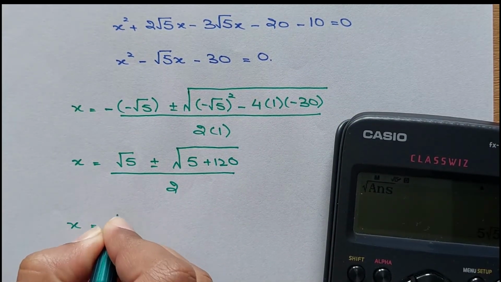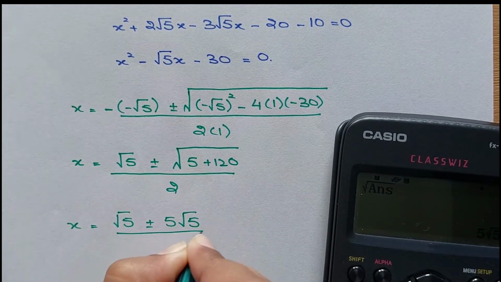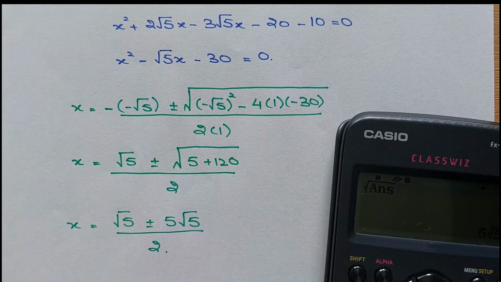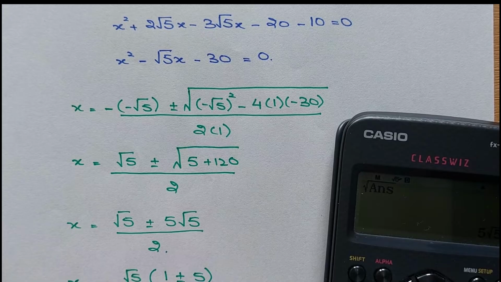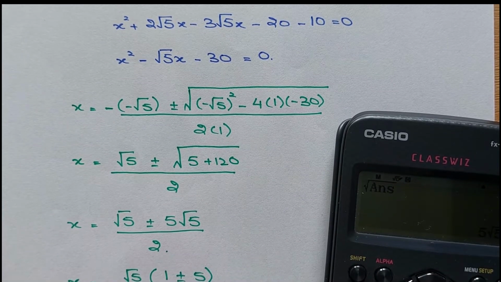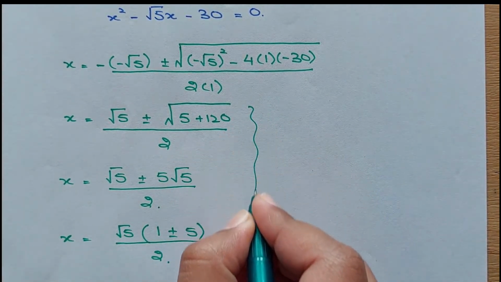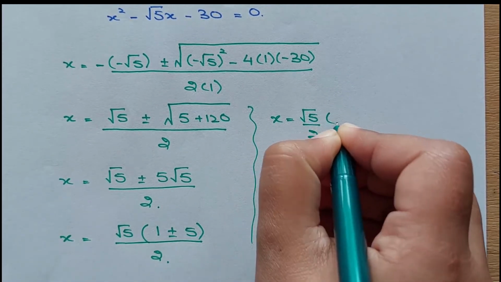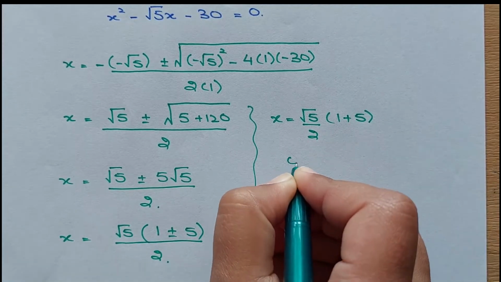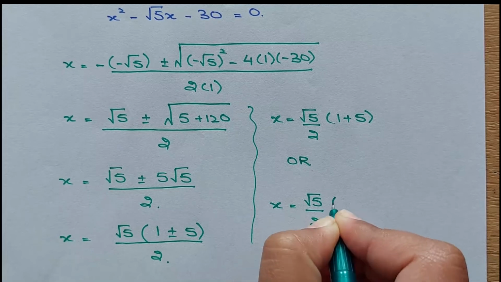So x is equal to square root of 5 plus minus 5 square root of 5 divided by 2. Right. Okay, let me take the square root of 5 common. So x is going to be square root of 5, common from the numerator, and we have 1 plus minus 5 divided by 2. Okay, now we have the two values for x. So if I solve it here, x is square root of 5 divided by 2 times 1 plus 5, or x is square root of 5 divided by 2 times 1 minus 5.